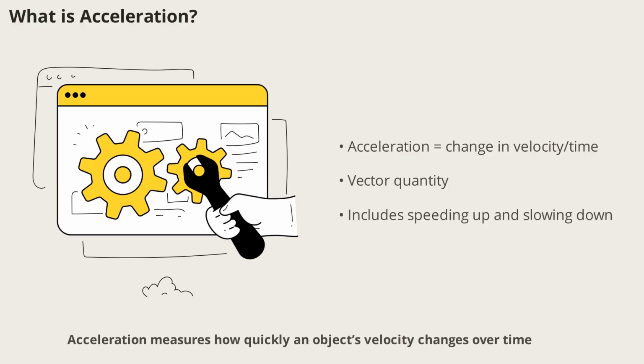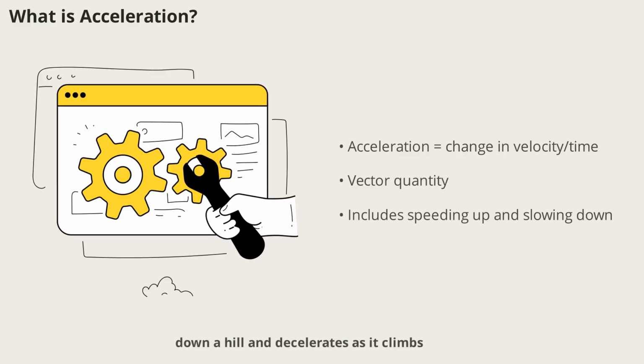Acceleration measures how quickly an object's velocity changes over time. If a car speeds up, slows down, or changes direction, it's accelerating. Acceleration is calculated by dividing the change in velocity by the time taken for that change. It's a vector quantity, so direction matters. For example, a roller coaster accelerates as it goes down a hill and decelerates as it climbs. Understanding acceleration helps us analyze everything from sports to space travel.